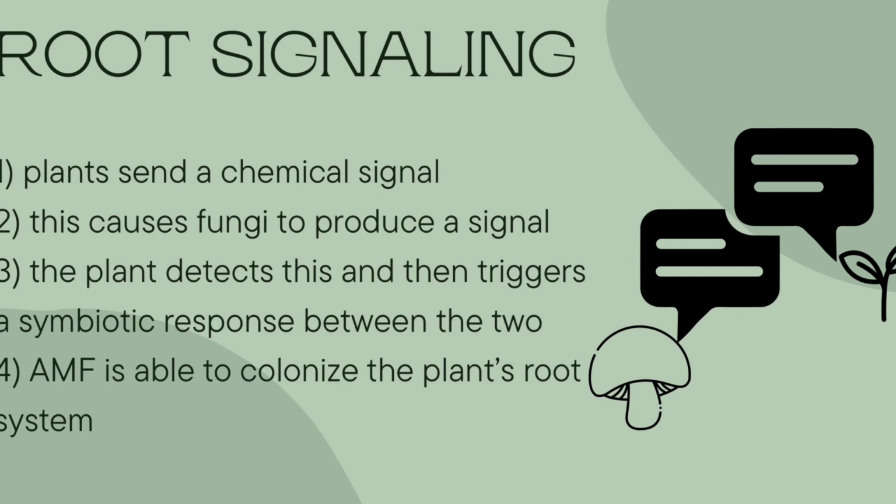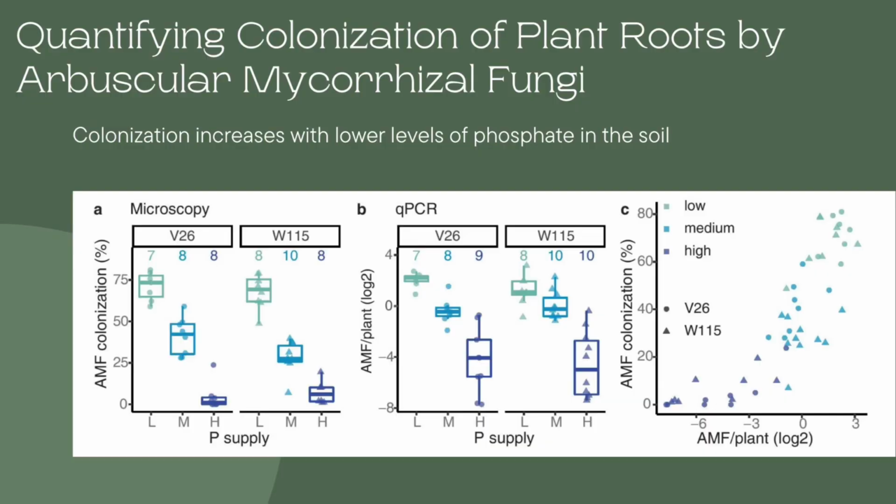The resultant channel interface is responsible for the initiation of nutrient and water transport to the plants from the fungi in exchange for carbohydrates to the fungi from the plants. We found a study that quantified the colonization of plant roots by the AM fungi. And from just looking at the figure, the first and the second plot shows how the colonization increases with the lower levels of phosphate in the soil.